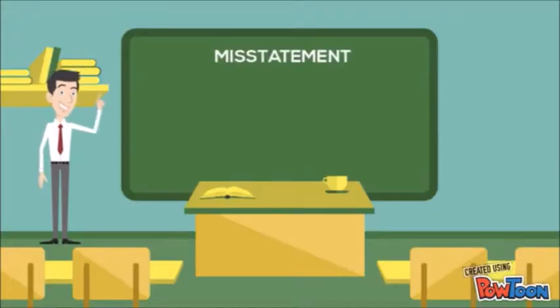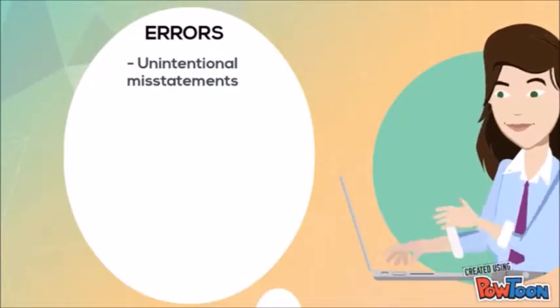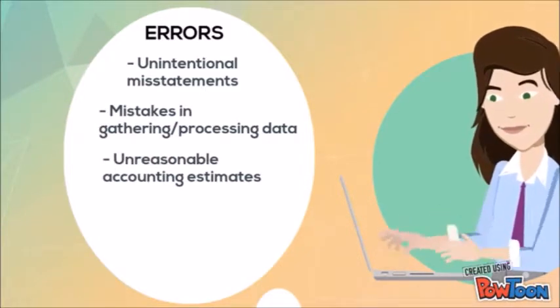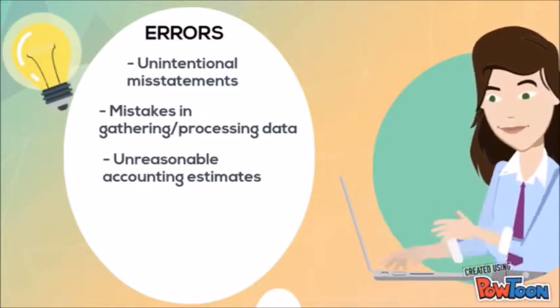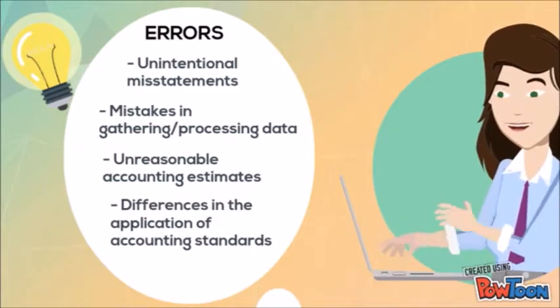Misstatements in the financial statements can arise from either fraud or error. Errors are unintentional misstatements and may involve mistakes in gathering or processing data, unreasonable accounting estimates arising from oversight or misinterpretation of facts, and differences in the application of accounting standards.